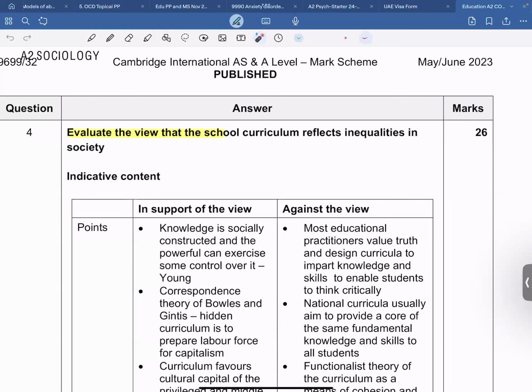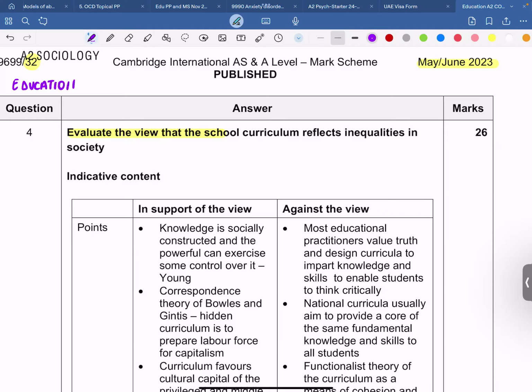Hello, everyone. In this revision lesson today, I'd like to use the same paper that we did for the 4-mark question. This paper is from May/June 2023, variant 3-2. This is for A2 Sociology, where we are tested on the unit education.